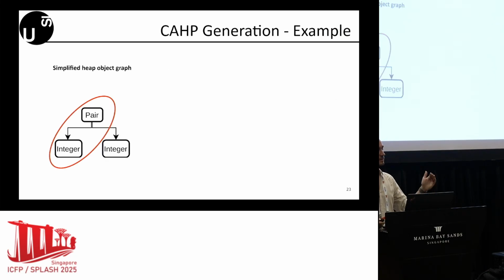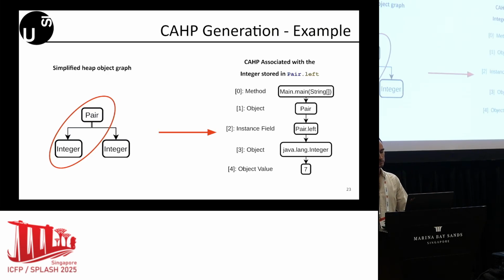Let's consider, for example, this path representing the integer in the left field. The corresponding CAHP is reported on the right-hand side of this slide. As you can see, we have a main method. In this main method, a pair is constant folded. This pair contains a left field that stores an object of type integer that encapsulates value 7.